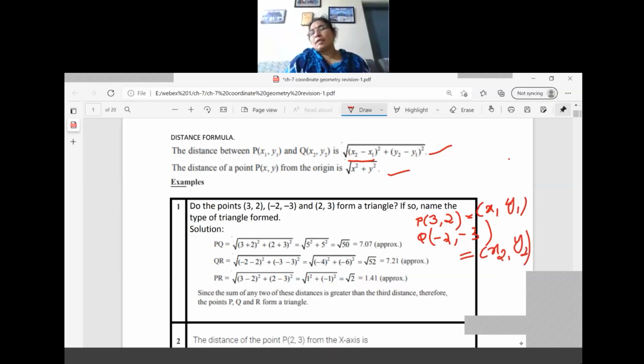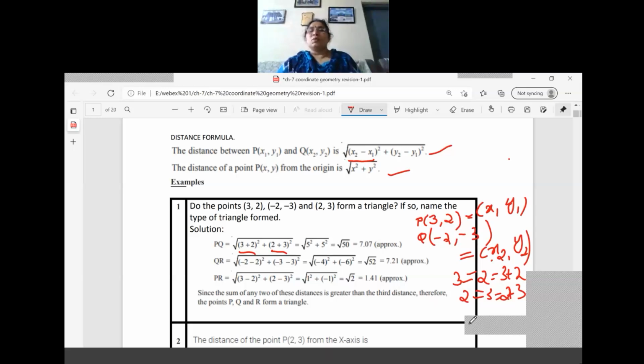So 3 minus minus 2, that is why directly here it is written 3 plus 2. Similarly, 2 minus minus 3, which is equal to 2 plus 3, right? So that is why it is written here 2 plus 3. So root of 5 square plus 5 square, that is root 50, approximately 7.07.